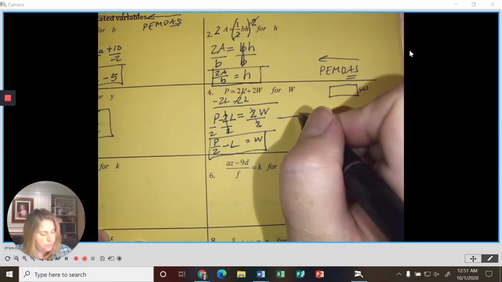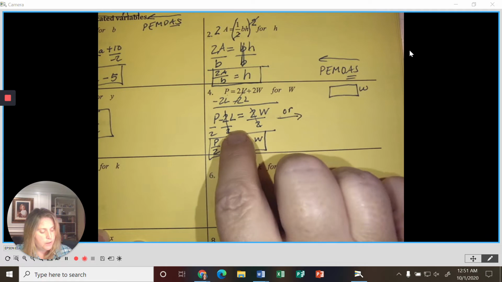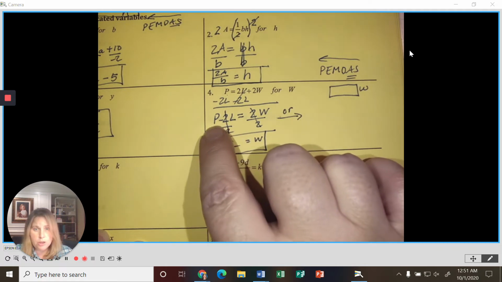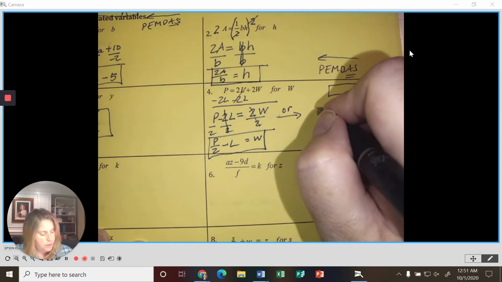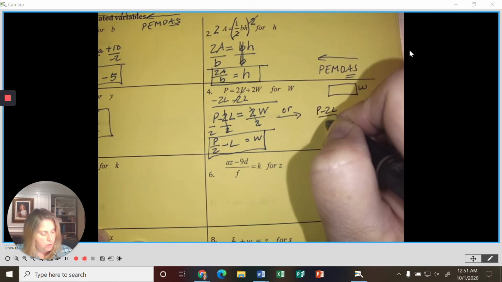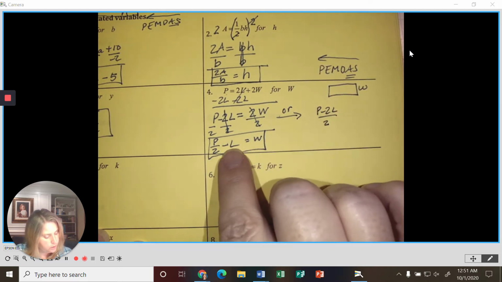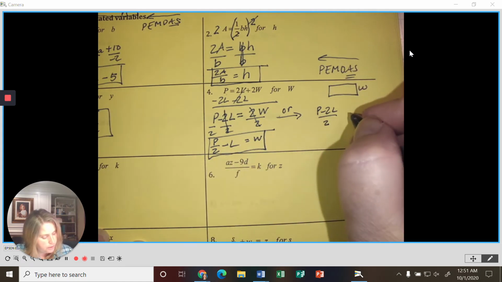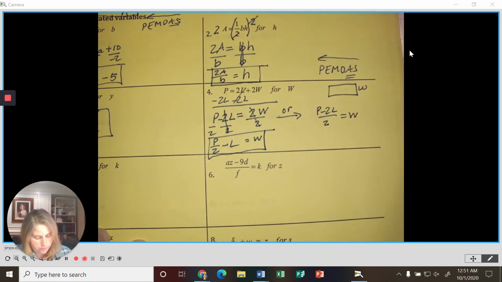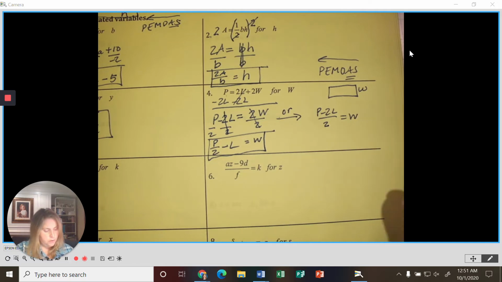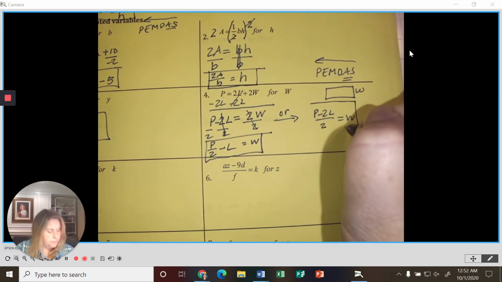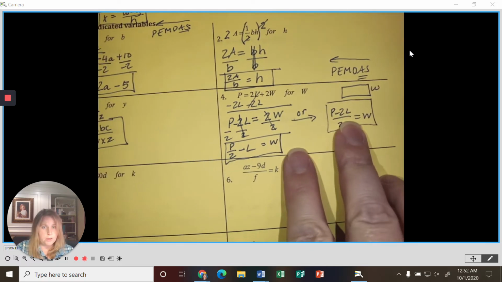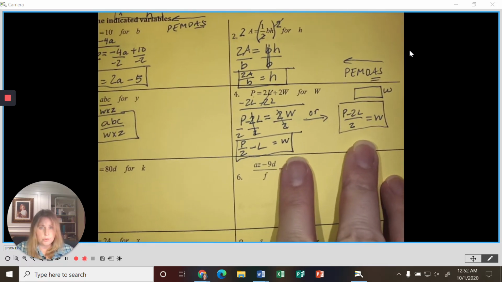If you did this division all in one step, you would have p minus 2l all over 2. So p minus 2l all over 2 equals w. And I prefer this way, but they're both good. Okay, either way is correct.